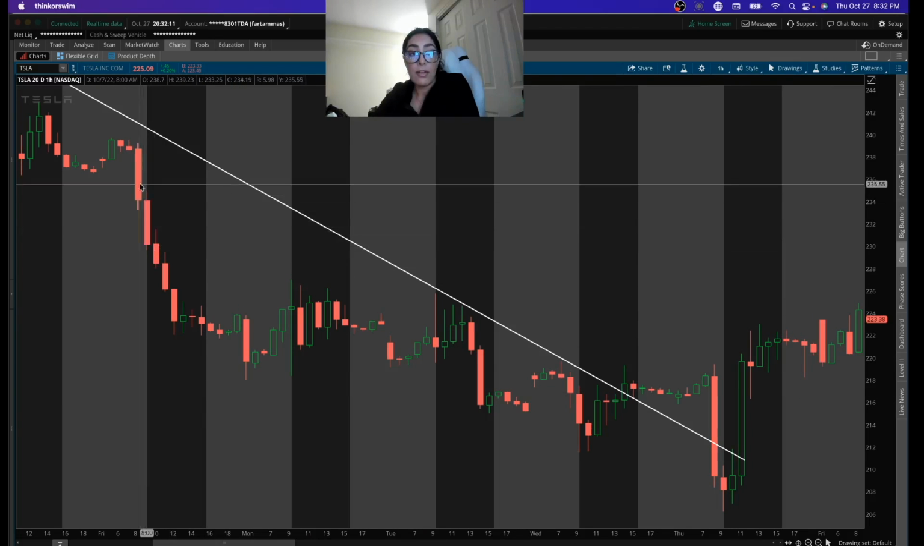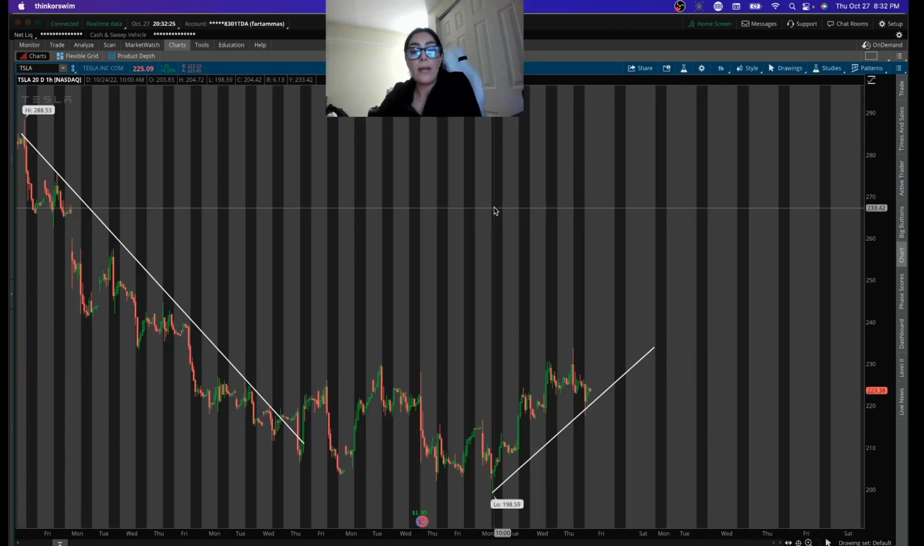Okay, you could either do this one. This is your rejection entry, or you could wait. You could take this candle, day trade. Comes back up, retest that trend line, take this candle for a day trade. Okay, so those are your bounce plays on any stock that you take.